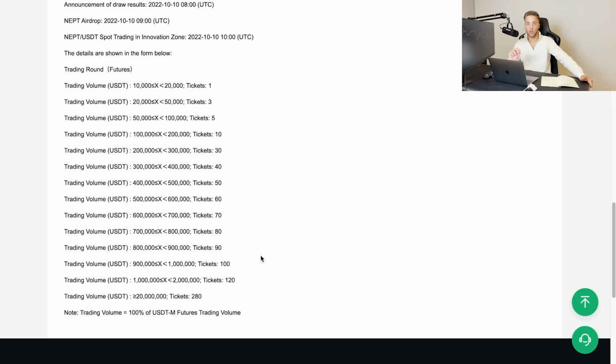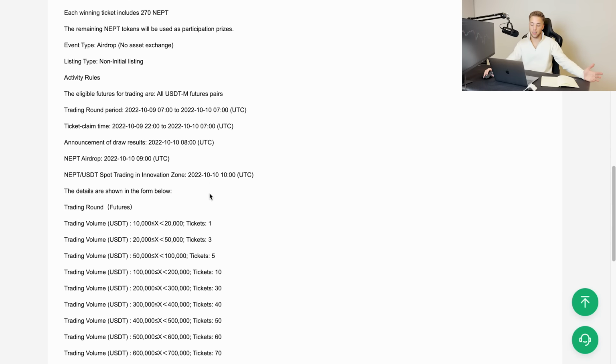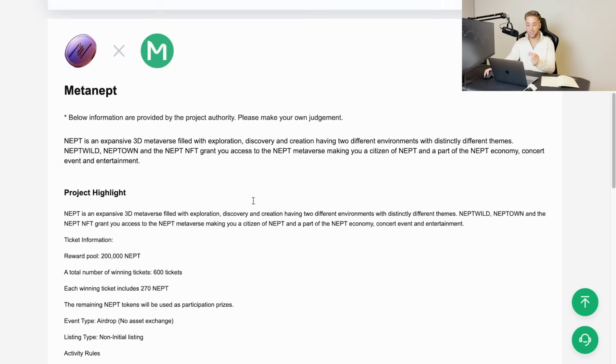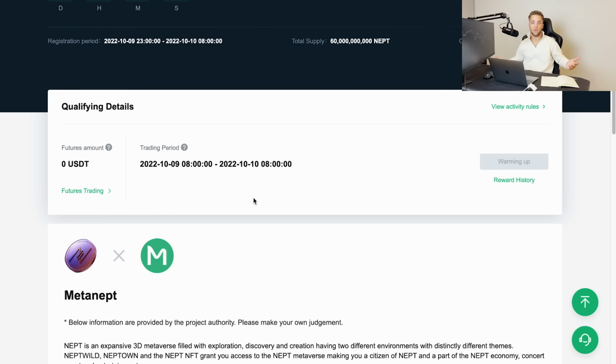But remember, this is trading volume, this is not the amount that you put in. So let's say if you trade 1k with 10x leverage, this is 10k volume. If you trade 1k with 100x leverage, that gets you 100k volume, and that gets you basically 10 tickets. And if you win, let's say 2 of those 10 tickets are winning, you get like 540 NEPT tokens. So this is something that you could use. Anyways, if you are a trader, you're gonna trade, so why not use this?